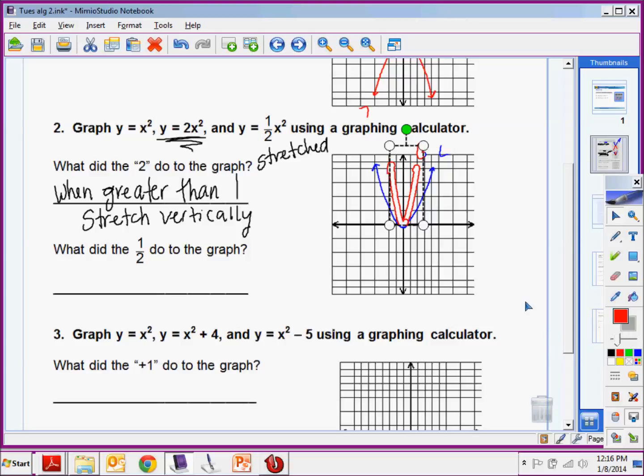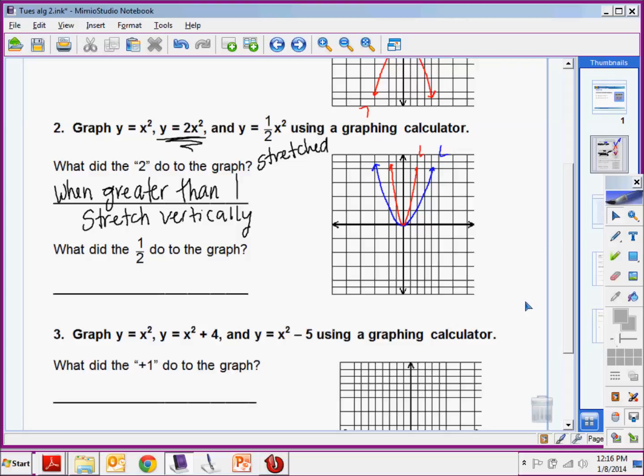Boom. There's my little stretch. Okay, so if it's stretched vertically, what's going to happen when I make it a half? It's going to compress vertically. There we go. Because instead of me pulling it like this, I'm now doing this. I'm smushing it. Instead of pulling the dough, instead of stretching my dough out, I'm now taking my dough and I'm compressing it. That's why it's called compressing vertically.